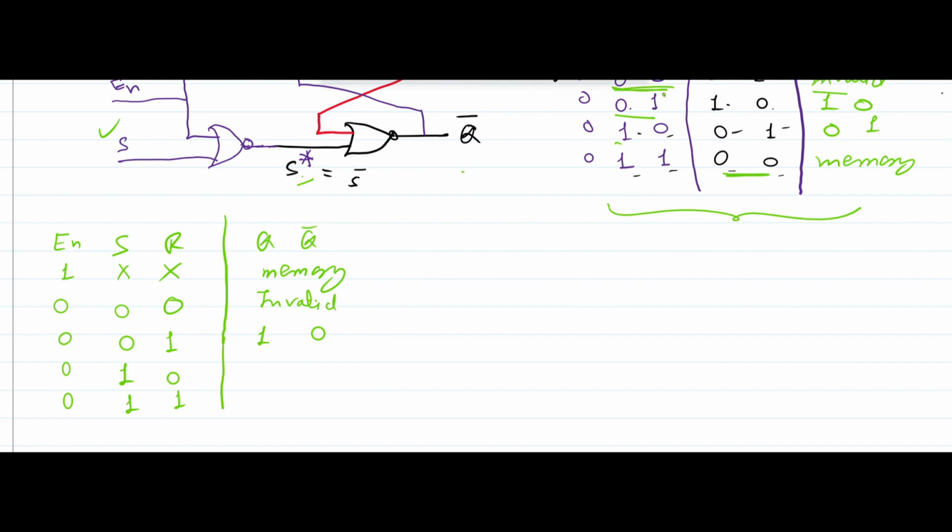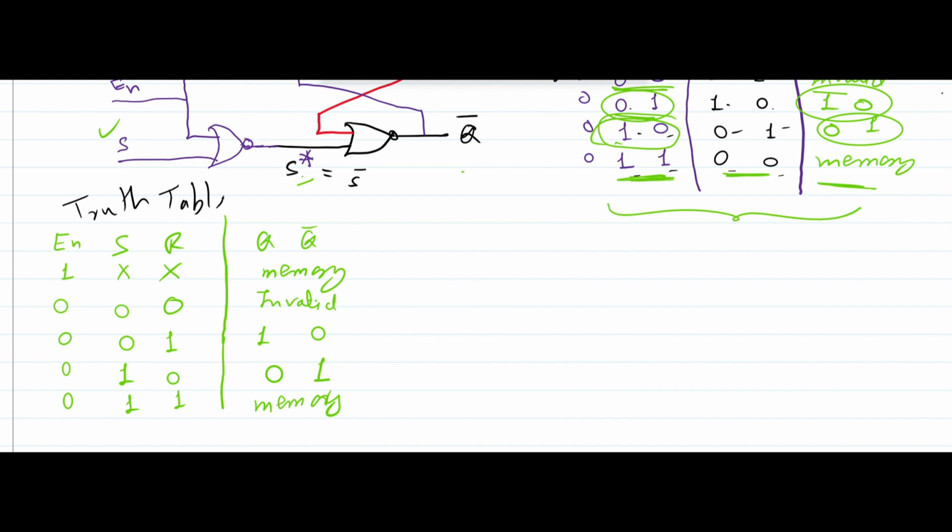For 0 1 it is 1 0. For 1 0 it is 0 1. And for 1 1 again it is memory only, it is memory state, correct? So this is the required truth table for the controlled SR latch using NOR gate.